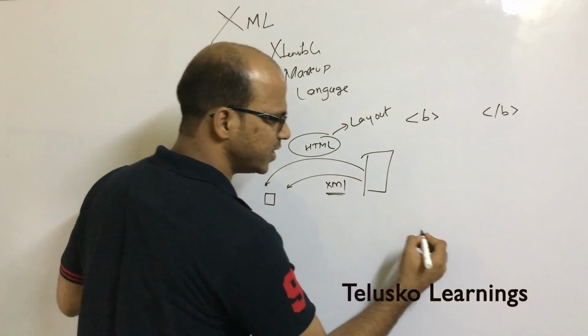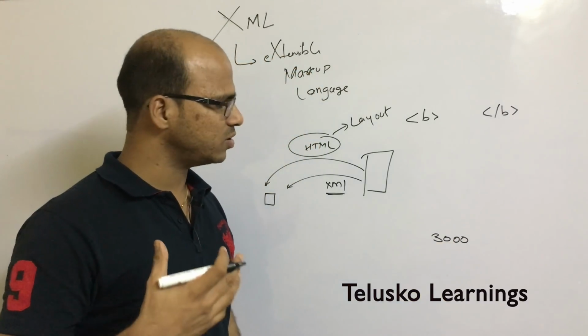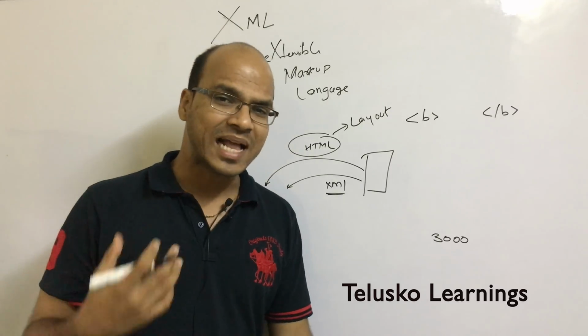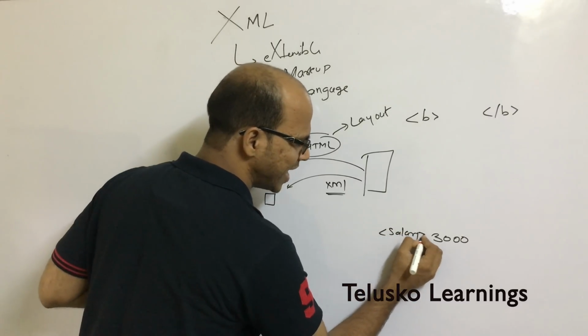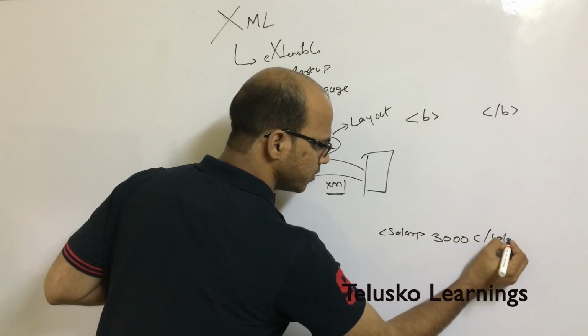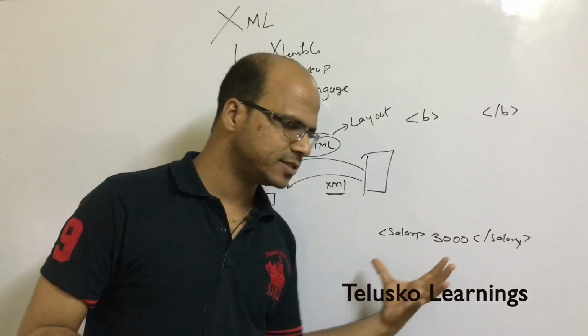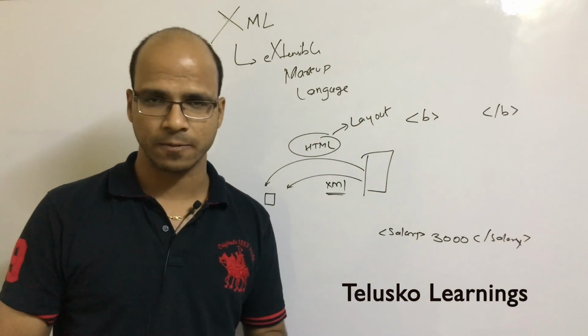Because in XML data, let's say I want to send 3000. What exactly is this 3000? It can be points, it can be rank, or it can be salary, right? So you have to be very specific. This is a salary here, so we can specify salary in this bracket. So this 3000 is salary, right? That's why we mention an XML file.